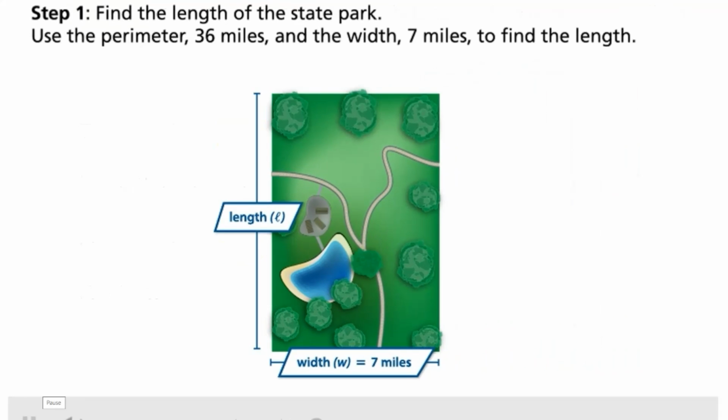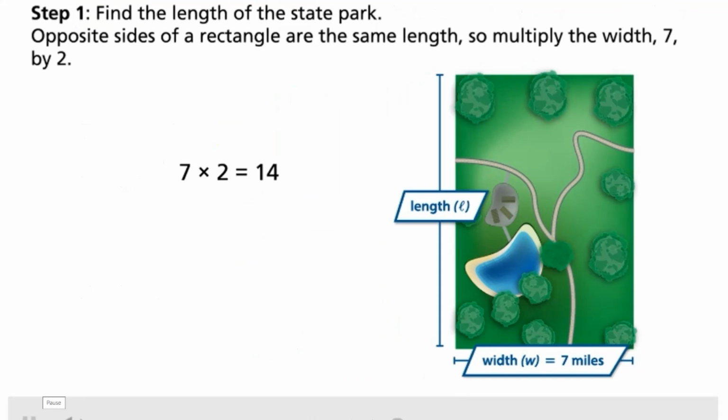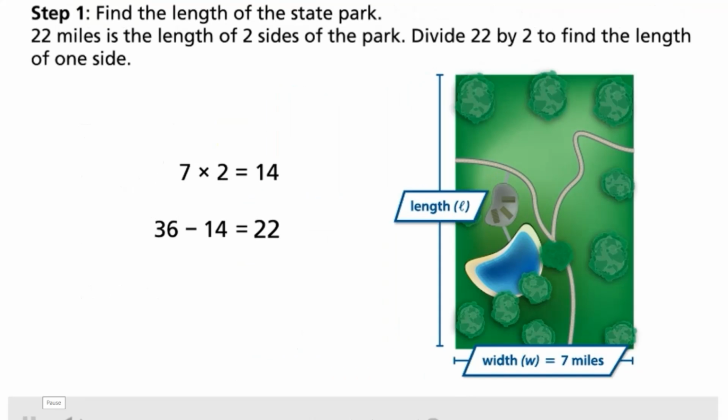Step 1. Find the length of the state park. Use the perimeter 36 miles and the width 7 miles to find the length. Opposite sides of a rectangle are the same length, so multiply the width 7 by 2. Subtract 14 from the perimeter. 22 miles is the length of two sides of the park. Divide 22 by 2 to find the length of one side. The length of the park is 11 miles.